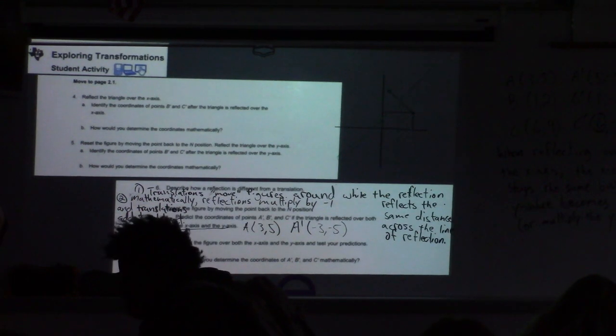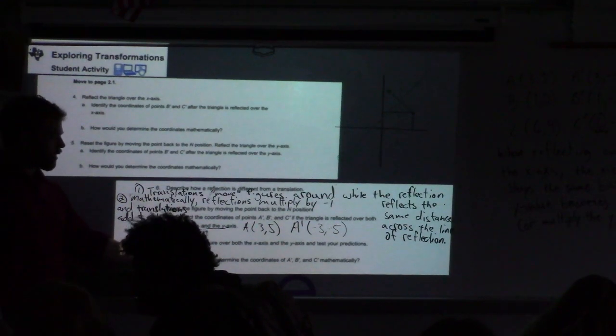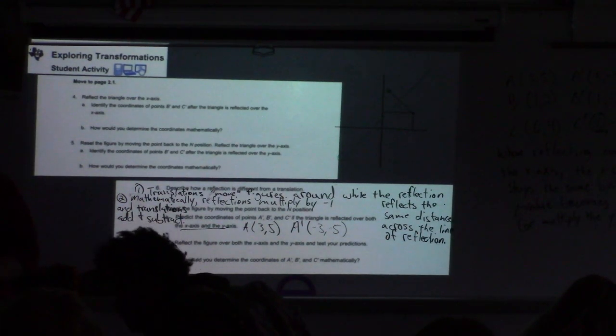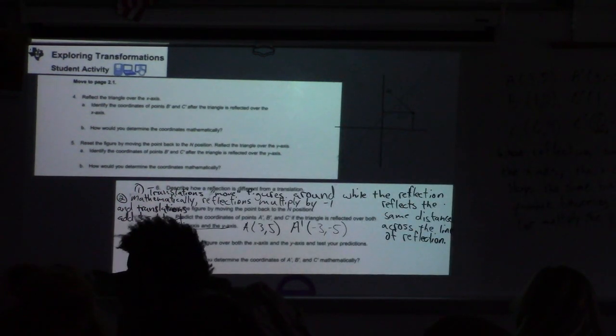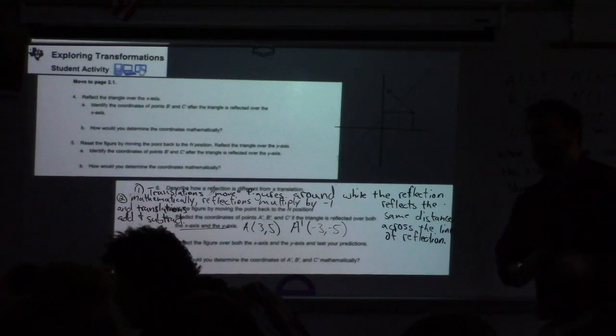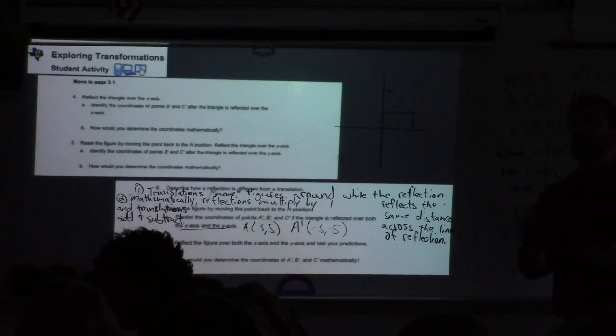Yes. All right. And so how would you determine the coordinates? You would multiply both by -1. Yeah. So you're just switching the both? Say again. Just switching the both? Yes. Be careful of that language. Take the opposite of both.